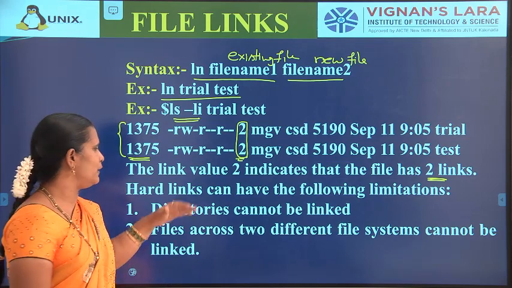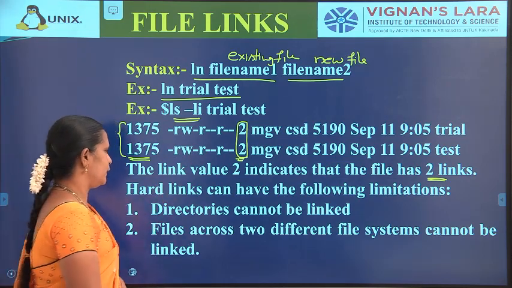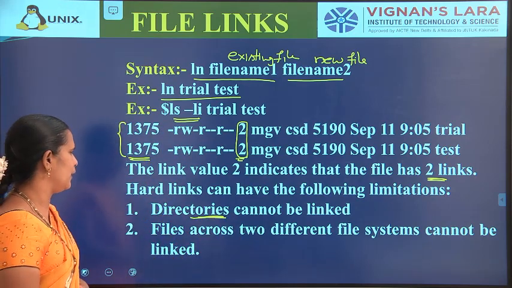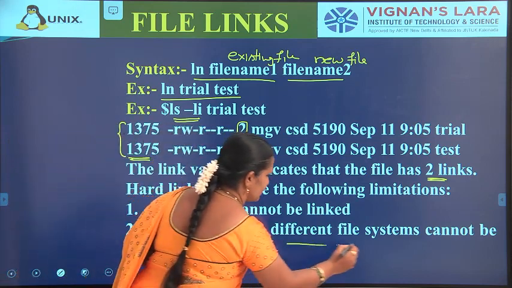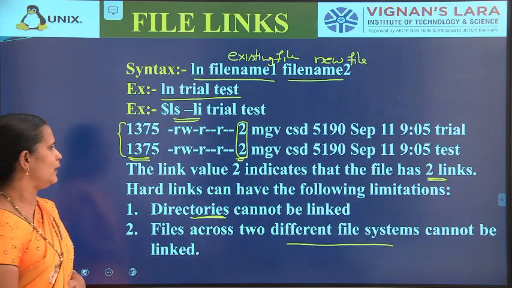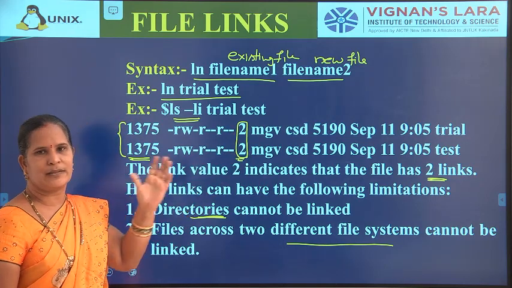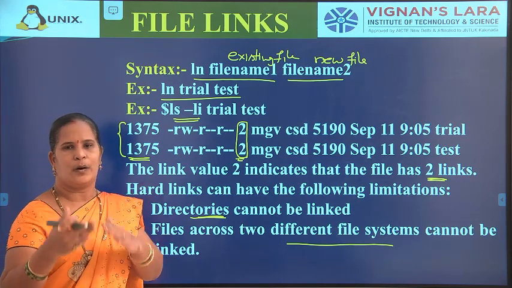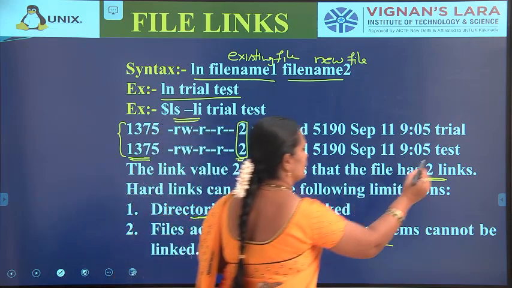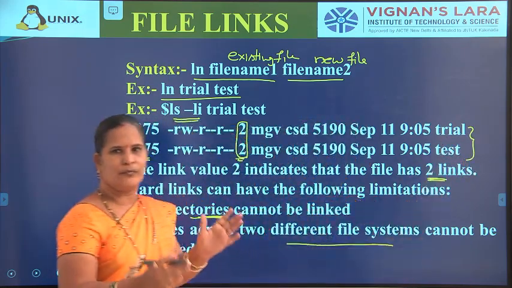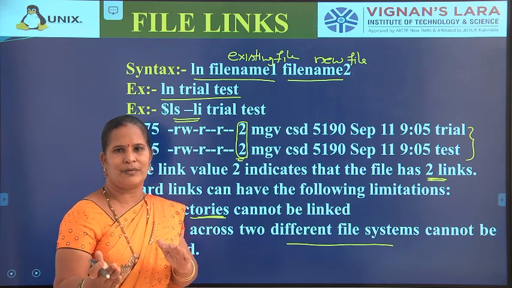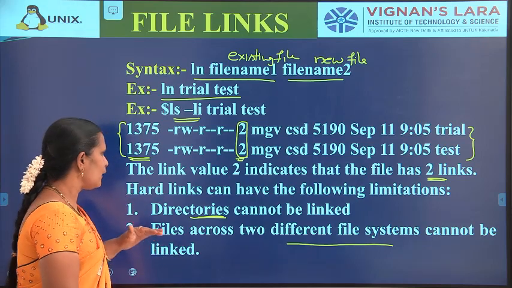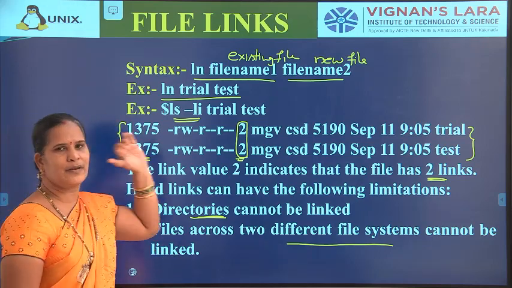The 2 limitations of hard links are that we cannot link directories. Directories cannot be linked. This point you have to remember. And files across 2 different file systems cannot be linked. Also, the two files should be of the same kind. For example, both should be C files, or Java files, or Python files, or text files, whatever it may be. This is about how to establish a hard link.